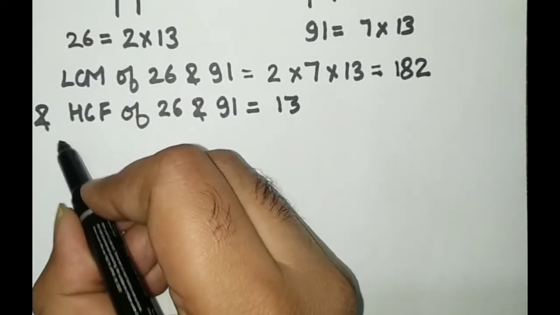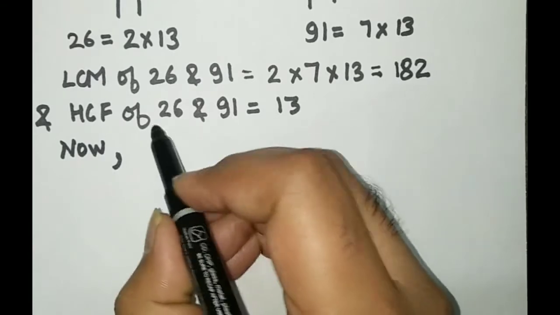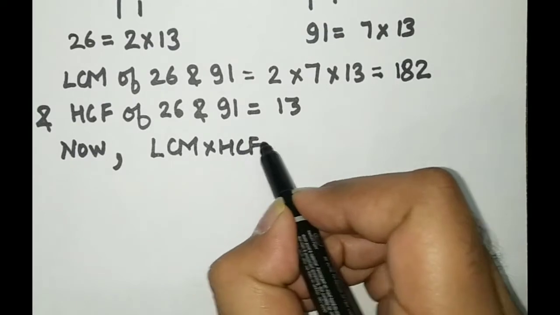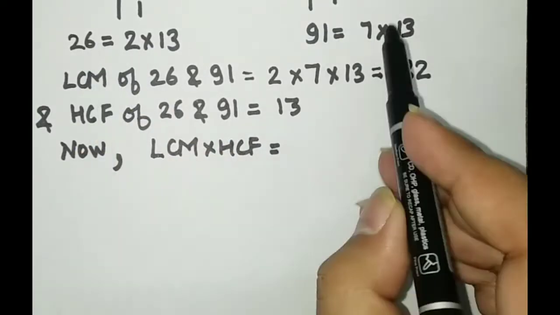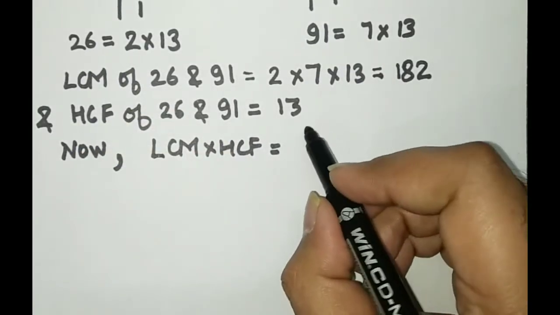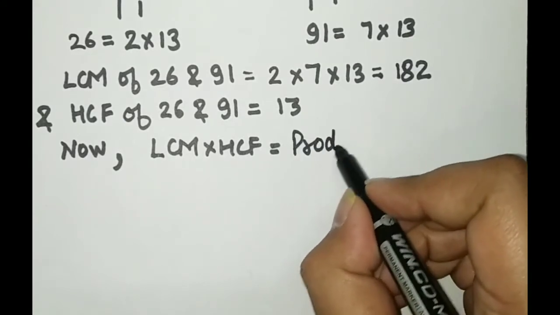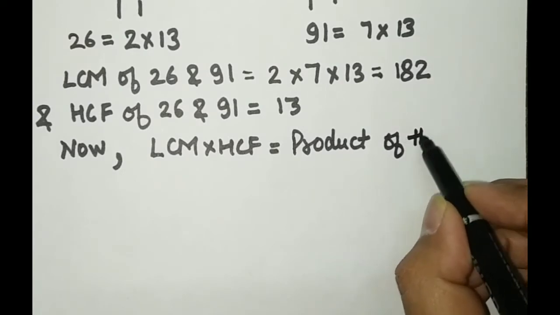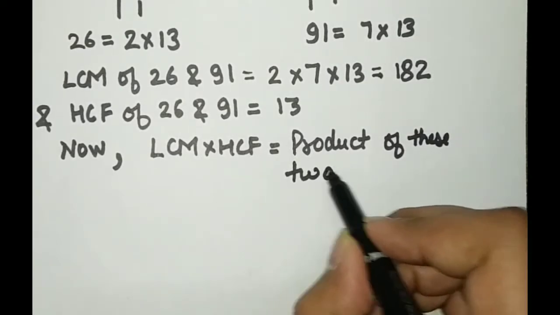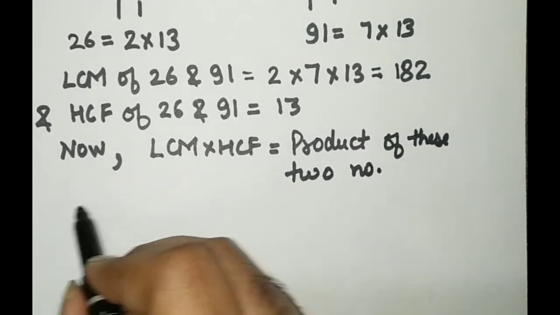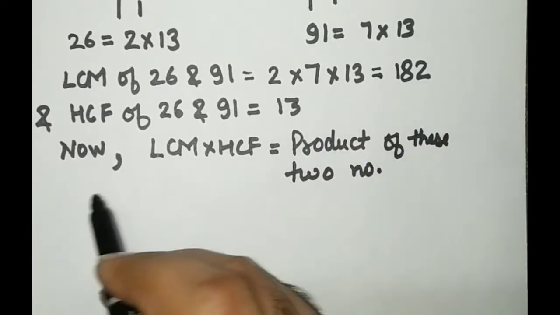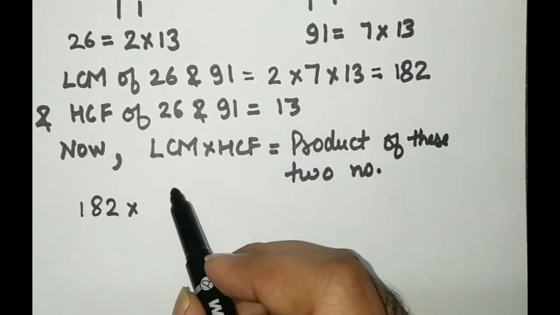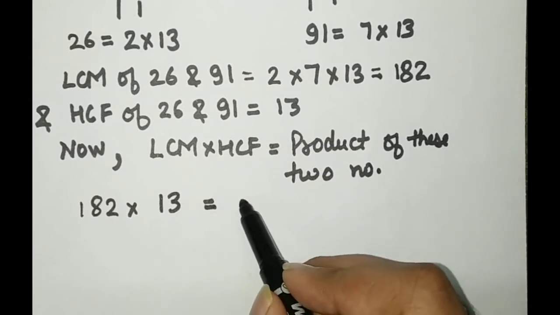Now we have to verify that the product of LCM and HCF of these two numbers 26 and 91 must be equal to the product of these two numbers. So what is the LCM? 182. 182 multiply by HCF. What is the HCF? 13. This must be equal to the product of these two numbers.